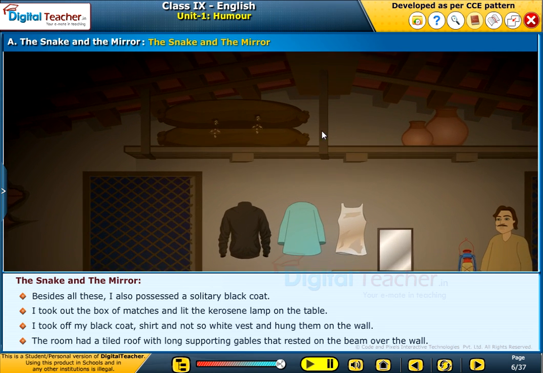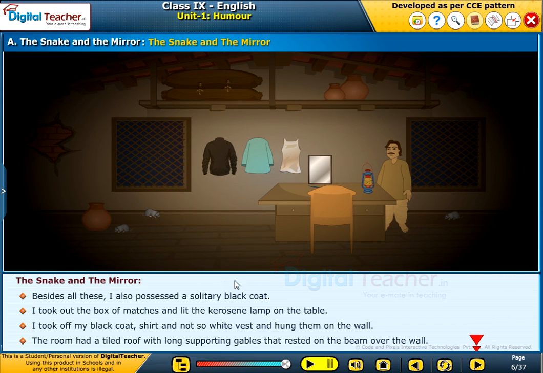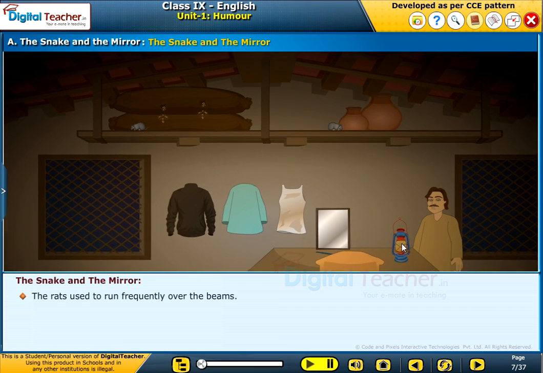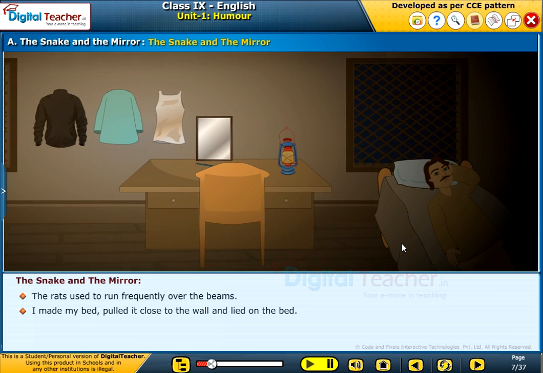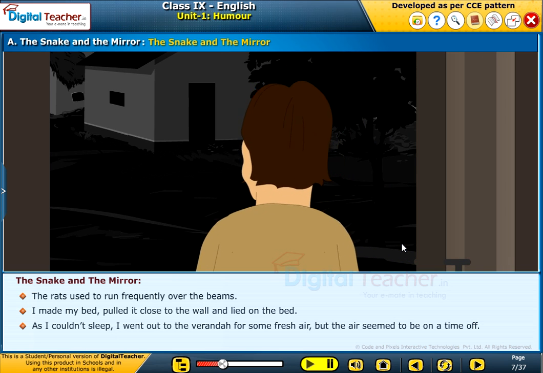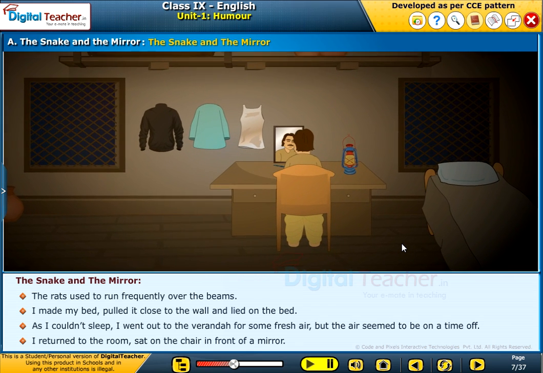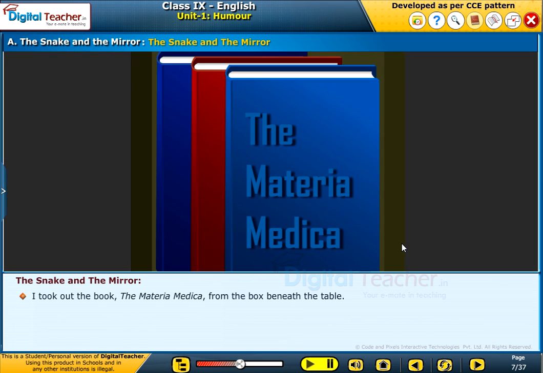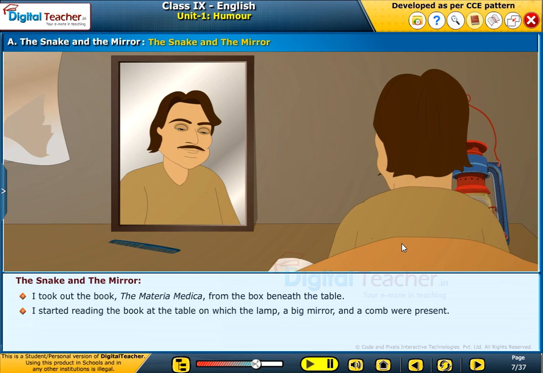The room had a tiled roof with long supporting gables that rested on the beam over the wall. The rats used to run frequently over the beams. I made my bed, pulled it close to the wall and lied on the bed. As I couldn't sleep, I went out to the veranda for some fresh air, but the air seemed to be on a time off. I returned to the room, sat on the chair in front of a mirror. I took out the book, the Materia Medica, from the box beneath the table. I started reading the book at the table on which the lamp, a big mirror, and a comb were present.